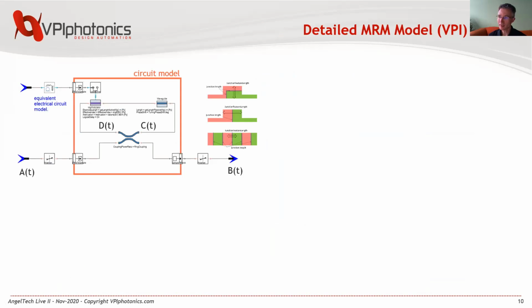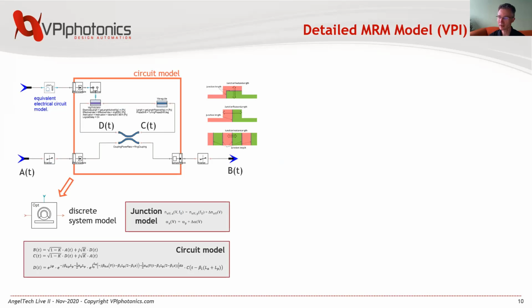To simulate in detail the physical characteristics of an MRM, you could build the structure up using a detailed photonic integrated circuit environment as depicted here. So we have light coming in, we have our ring structure here with some phase section and our junction model, which is then driven or controlled by our electrical input voltages.